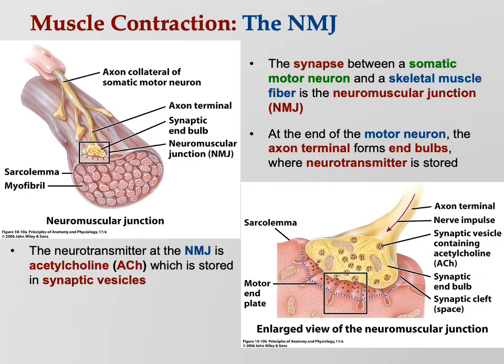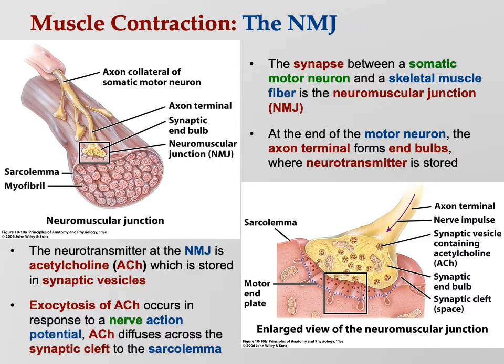So the neurotransmitter at the neuromuscular junction is acetylcholine. It's found other places in the body as well, but this is our first neurotransmitter. This is the neurochemical that's going to make muscle contraction happen. And it's stored in little packages called synaptic vesicles. They're basically like little plastic bags full of chemicals. The chemical is the neurotransmitter, specifically in this case acetylcholine, and the little bags, like little sandwich bags full of acetylcholine, are called synaptic vesicles.